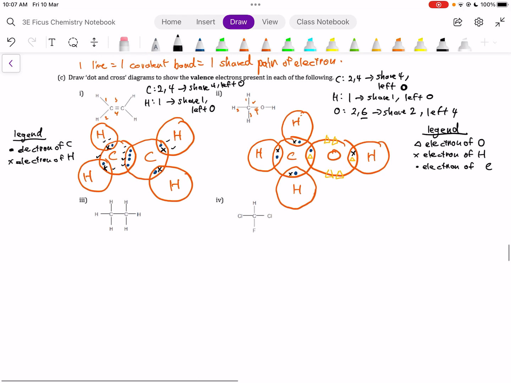Maybe you can take some time to absorb this. Pause the video, take some time to absorb this. I think the tricky part about this is figuring out, based on the structural formula, how many you shared. Then also remember the part that is unshared. You also need to figure that part out and reflect it in your dot and cross diagram.